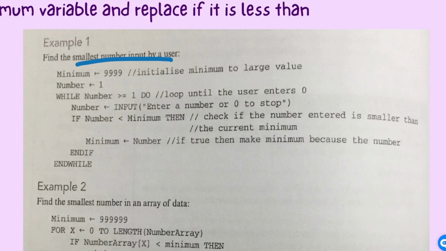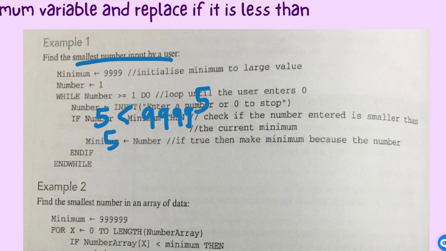So number is input. It's something that the user should input. Let's say the user input 5. If the number is less than minimum, then check if the number entered is smaller than the current minimum. So they check if number 5 is less than minimum, which is 9,999. If yes, then the new minimum becomes the number. So our new minimum now is the number 5. And it continues again and again until a value less than 1 is entered.